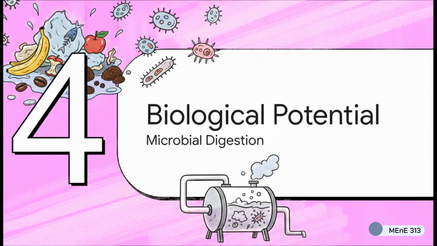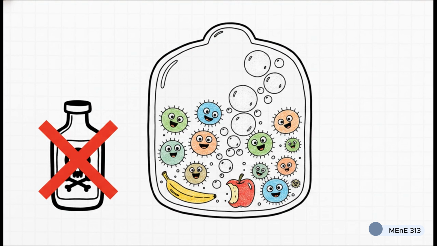Section 4, Assessing Biological Energy Potential. But what happens if our characterization comes back and we have a really wet, organic-heavy waste stream that completely fails the thermal tests? We definitely don't just give up and send it to a landfill. In that scenario, we pivot.